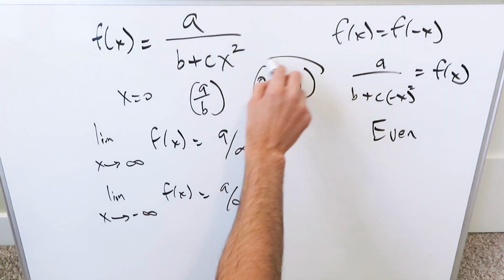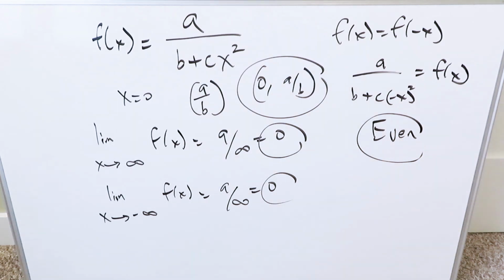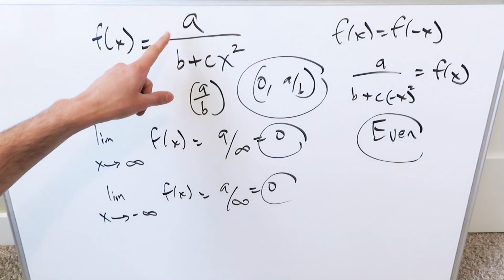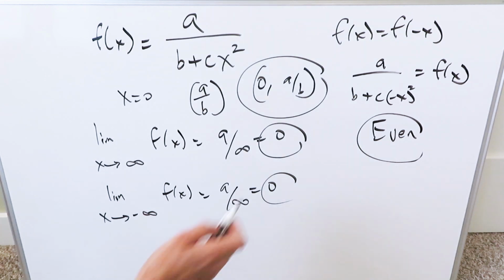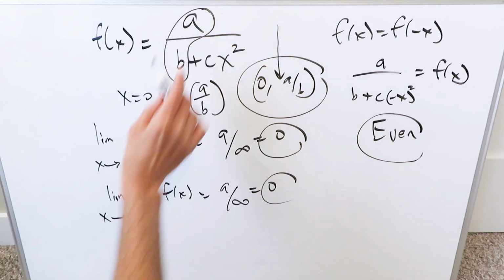When you bring in this fact, that fact, and this fact, it can help you easily graph these type of functions, and they all have a similar appearance no matter what a, b, and c is. You will remember that the y-intercept will depend on a and b. This right here will affect your y-intercept.